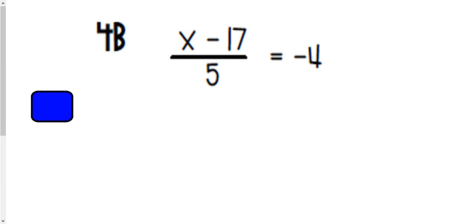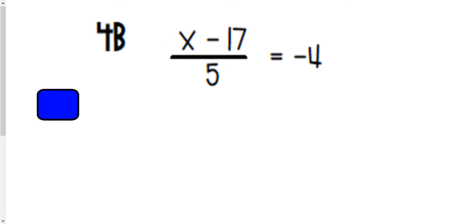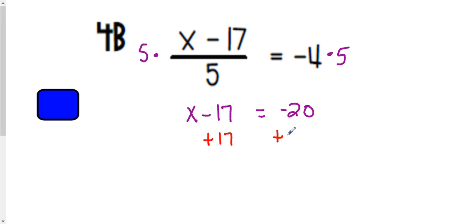Final example. Again, x minus 17 divided by 5 is equal to -4. So this quantity is being divided by 5, so we are going to multiply by 5 each side. And when you multiply by the denominator, it leaves the numerator. So x minus 17 is equal to -20. And then, of course, we just add 17. And x is equal to -3.